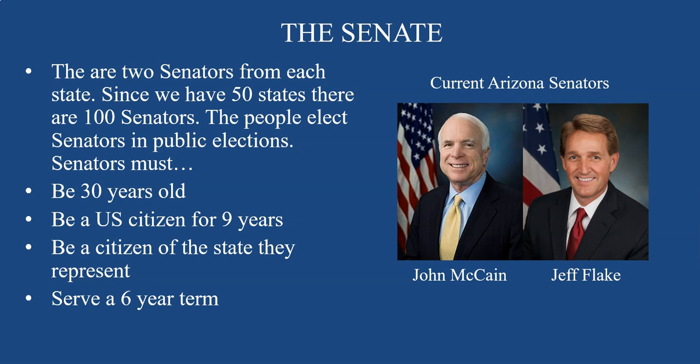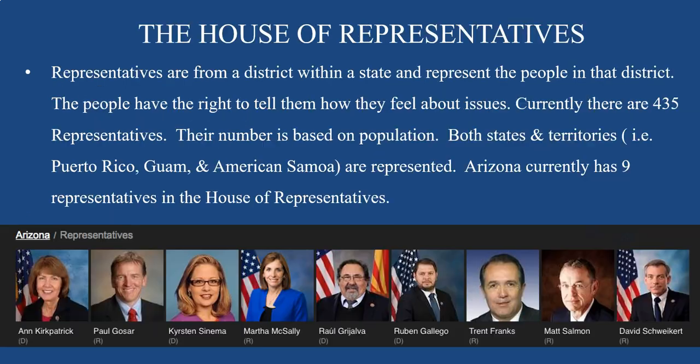The people elect senators in public elections. Senators must be at least 30 years old, be a U.S. citizen for at least 9 years, be a citizen of the state they represent, and they serve a 2-year term. In this case, you have the senators from Arizona, Jeff Flake, who is no longer there right now, and John McCain, who has passed away, as you may be aware already.